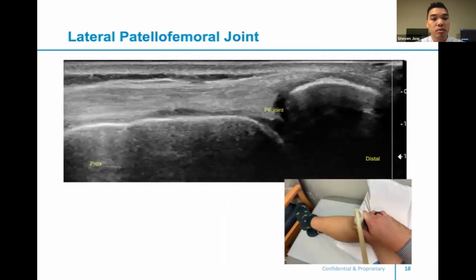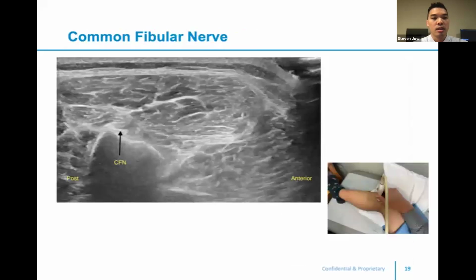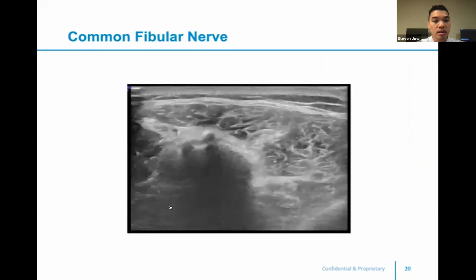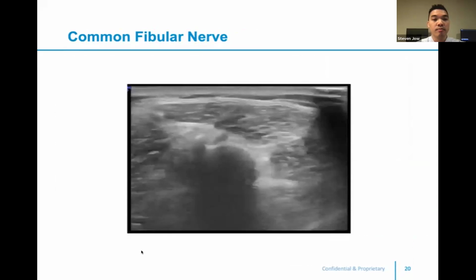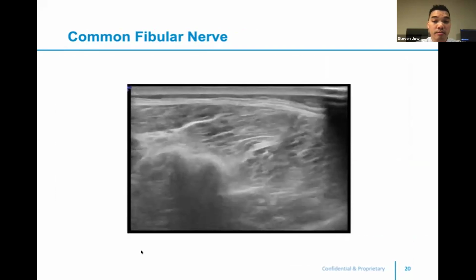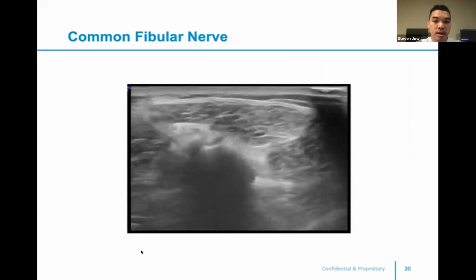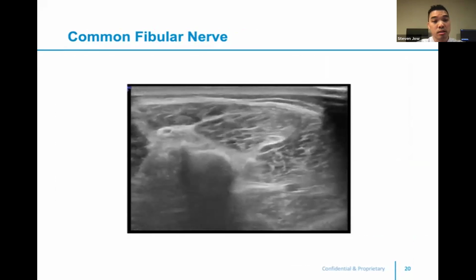And then the lateral patellofemoral joint here, we're looking for osteophytes as well as joint effusion, and here we don't see any. And the main nerve to scan in the lateral knee is the common fibular nerve, looking for loss of intrafascicular architecture, swelling, or entrapment, which we do not see here. And then the fibular nerve will then travel around the fibular head into the fibular tunnel as it dives between the two heads of the fibularis longus.